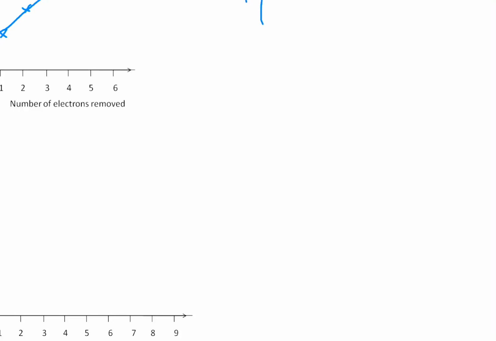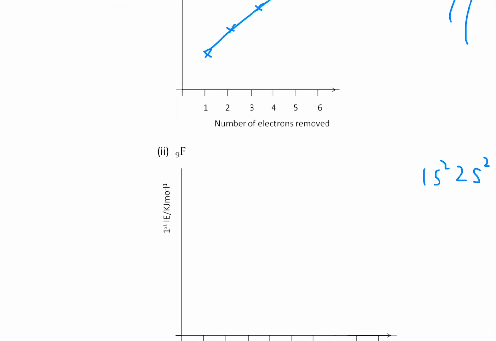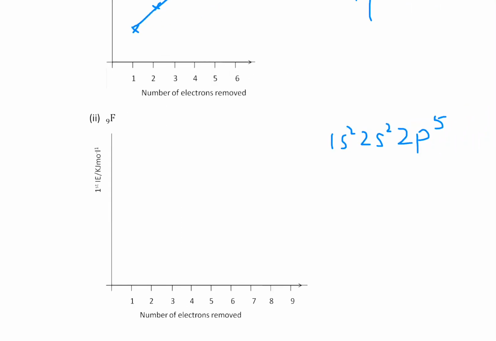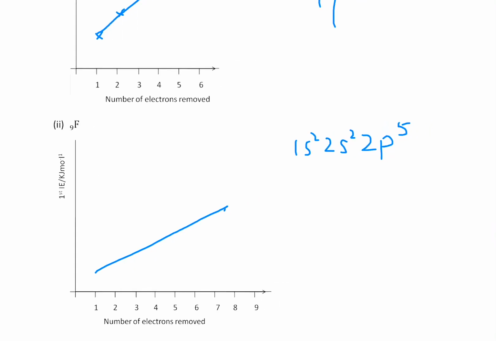F, fluorine. So there are 9 electrons. Fluorine, you already know, is in group 7. So the first 7 electrons are going to be from the outermost shell, so they will have lower ionization energy. So I can have it like that. Okay, and so these are the 7 first electrons removed. And then the last 2 are going to be removed from an inner shell, so we need to show the gap. So these are the last 2. And you can draw the individual dots for the 7 electrons.